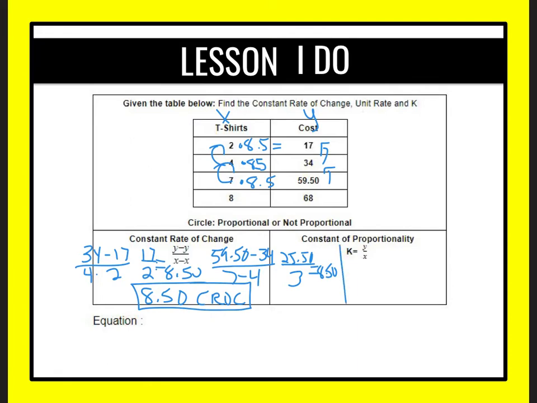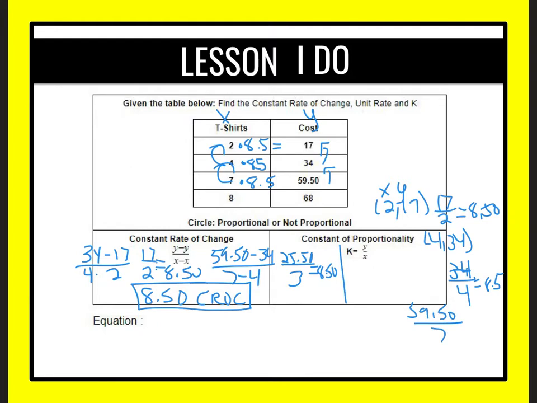So now let's go ahead and check every ordered pair. I'm going to take the first ordered pair to see if my ratios are equal to each other. So 17 divided by 2 is equal to 8.50. Let me take my next ordered pair of 4, 34. Well, when I take my calculator and divide 34 by 4, I also get 8.50. So it seems like my ratios are working. If you take $59.50 and divide that by 7, you also get 8.50. So my ratios of y divided by x are equal.